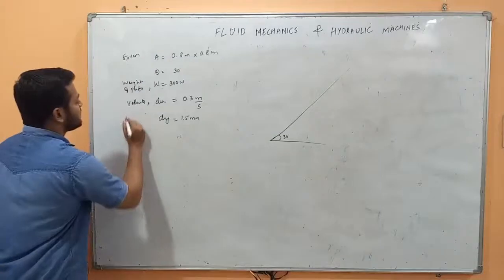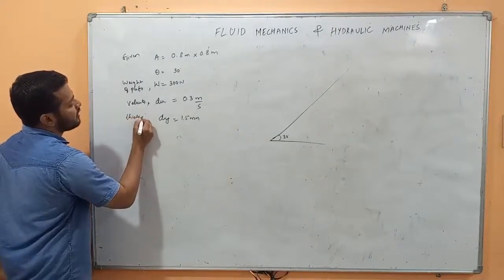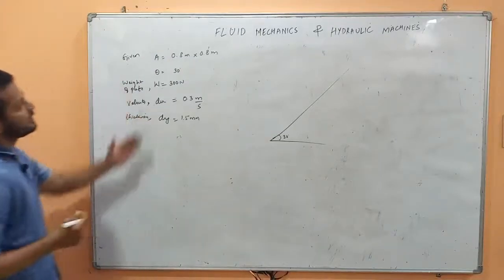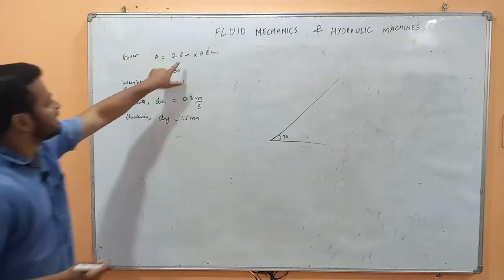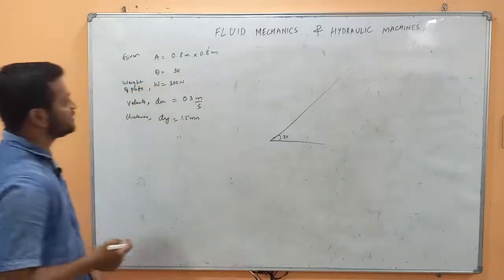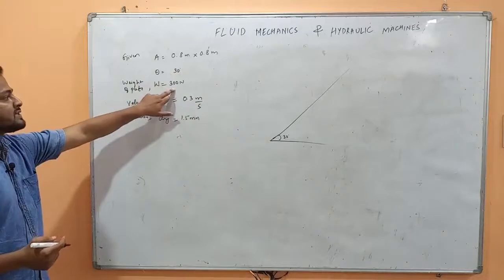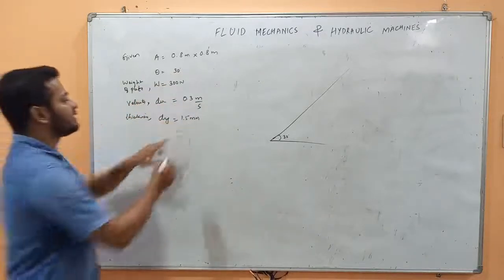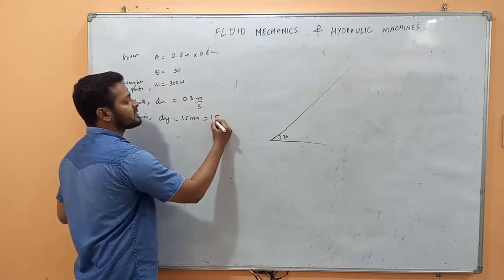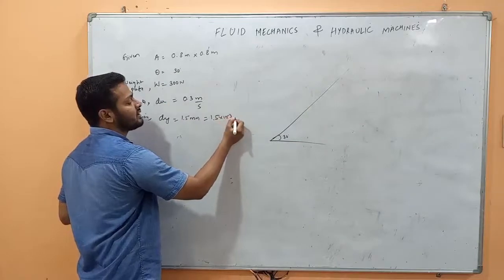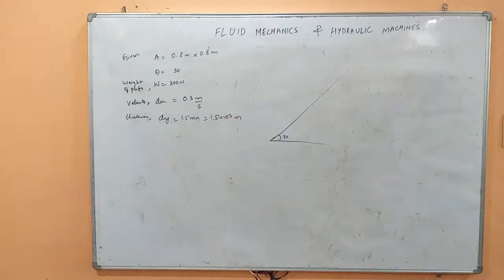So first we will check whether all the given data is in the form of SI unit. Okay, meters and meters, this is in terms of SI unit. Newton is SI unit, meter, but this is millimeter. So milli means 10 power minus 3, so 1.5 into 10 power minus 3 meter. Okay, I will take the help of calculator to solve this problem.